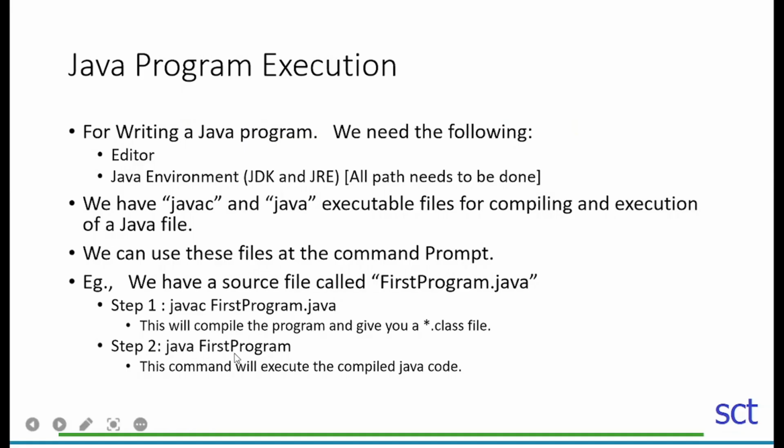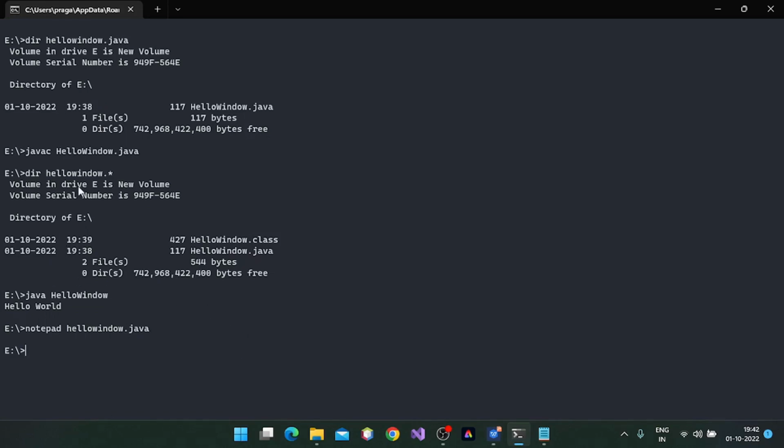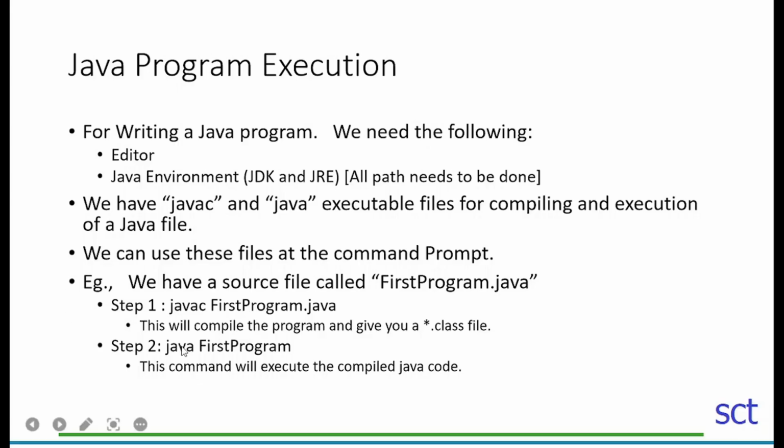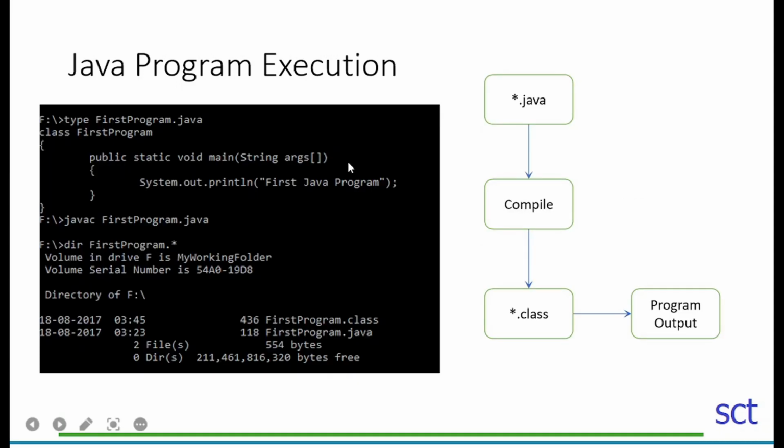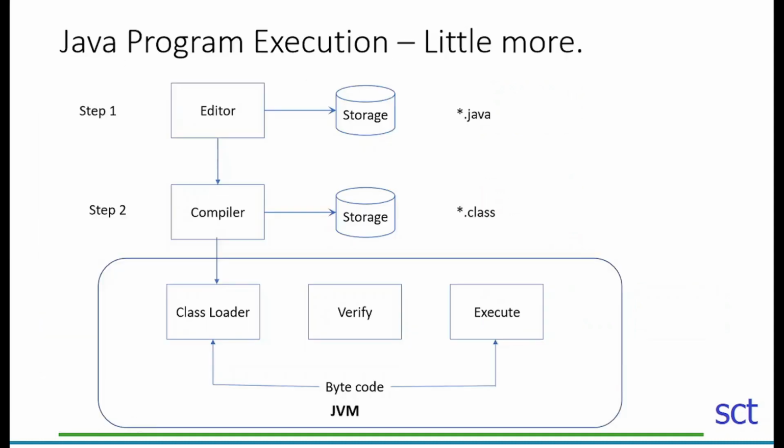Similarly, if I want to run the application, I just used javac for compilation and java for running the application. This will execute the compiled Java code. Okay, this is what is explained here. The .java file is the file which we write, and using javac we compile the application. Using the .class file we run this application by using java. Okay, so this is what we have done practically.